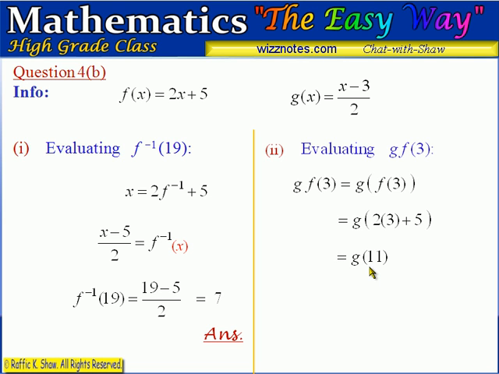And then the value for g of 11 is obtained by substituting 11 for the x value here in the g of x function. And when we do that, this is the result. 11 minus 3, divided by 2. All we have done is replace the x here with 11. And 11 minus 3 is 8. And 8 divided by 2 is 4. And therefore, the result here, g of f of 3, is equal to 4. And that's the result for part B of question 4.